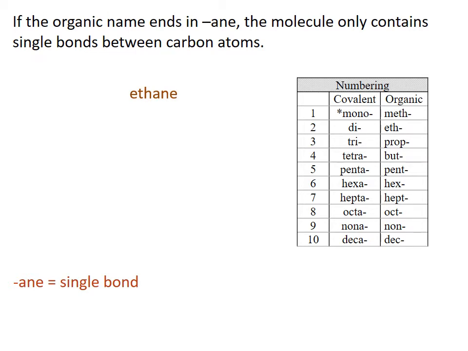Ethane. Eth means 2. So underline eth and under it write 2 C's. Ane means single bond. So I have 2 carbons singly bonded. So I draw 2 carbons with single bonds. Each carbon is only making 1 bond. So to ensure each carbon's making 4 bonds, I add 3 hydrogens to each carbon. Now each carbon is making 4 bonds.